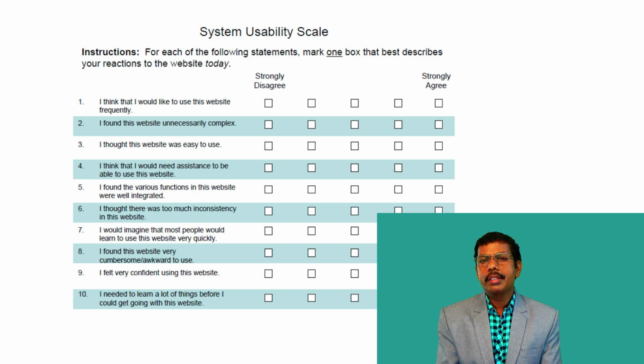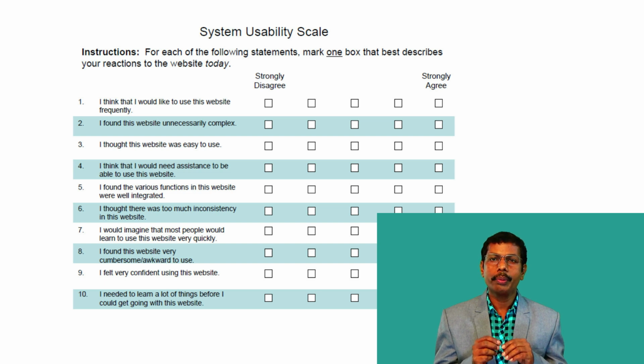The next one is the System Usability Scale. There is a list of 10 questions known as the System Usability Scale. Each question scores 10 points. Based on the answers, the product gets a score on a scale from 0 to 100.